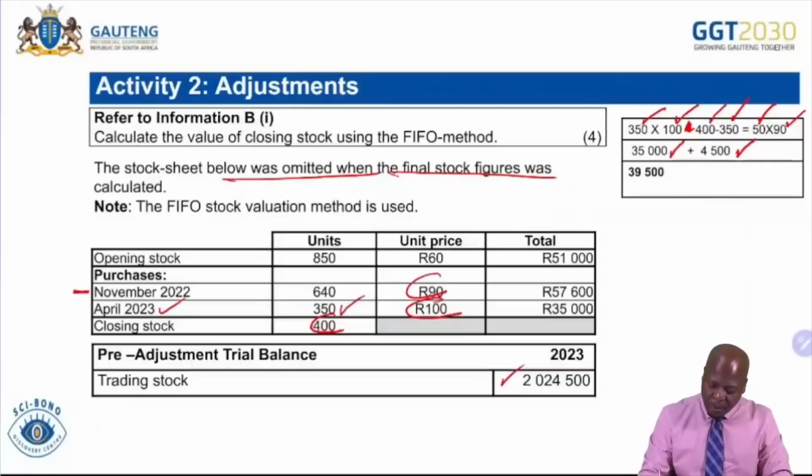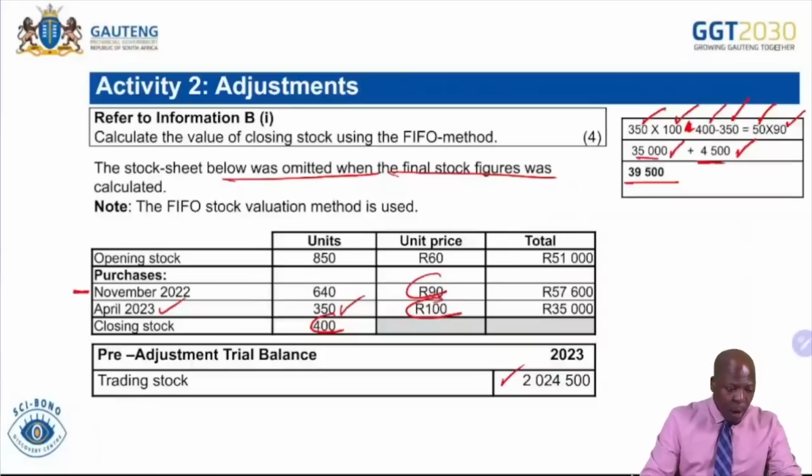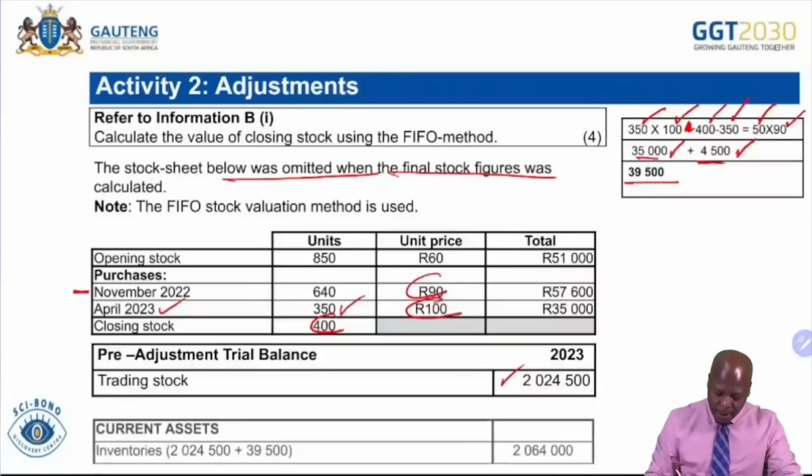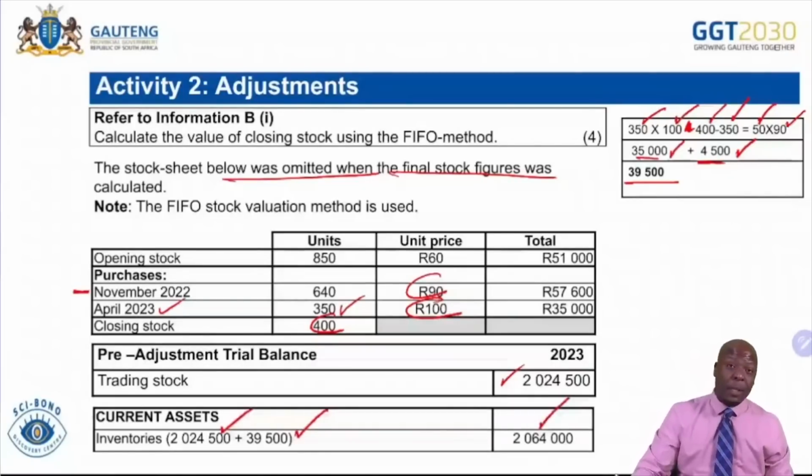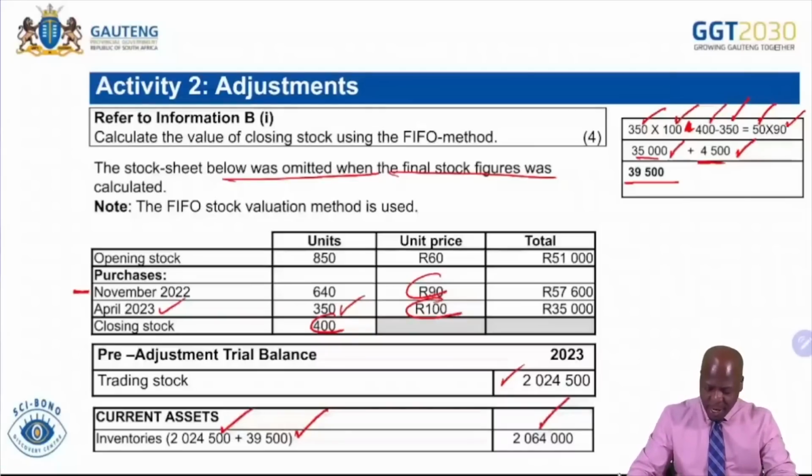So we then say your 3,500 plus the 4,500, and then we end up with 39,500. So that therefore becomes the value of closing stock, which was omitted from the stock figures. Once we have that, now we can say our inventory, which was in the trial balance, plus the amount that was omitted. Then you end up with the 2,064,000. Remember, we are doing the balance sheet. Okay, so let's come on to the next adjustment.